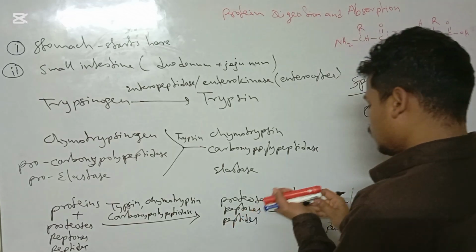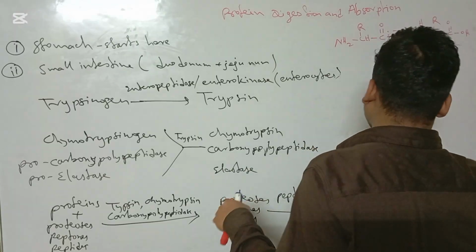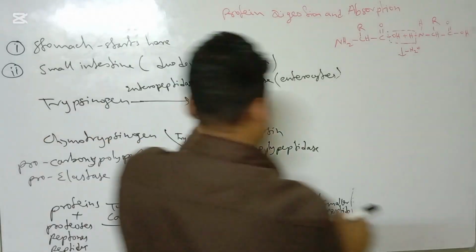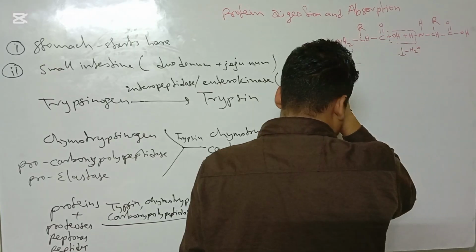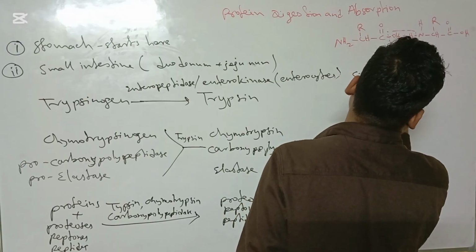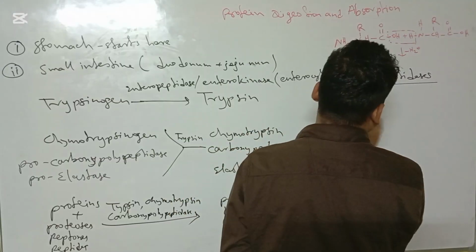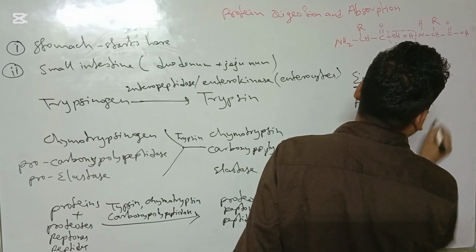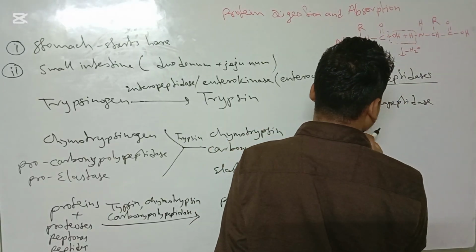Now again the question will be: in digestion there is something called the exopeptidase and the endopeptidase. Let's first talk about the exopeptidase. It will contain the aminopeptidase. So aminopeptidase, what is its function? Why is it called so?